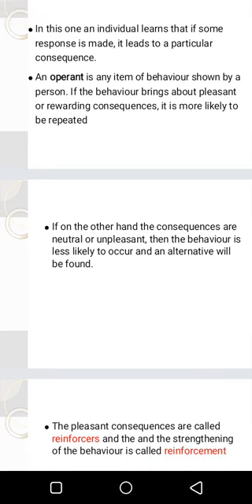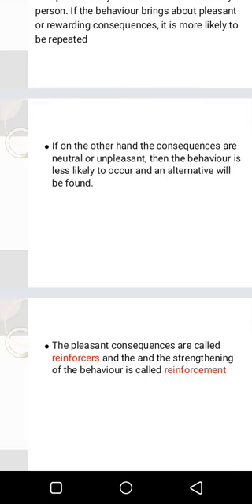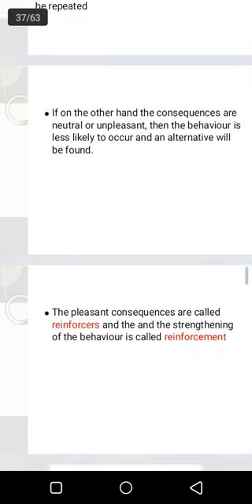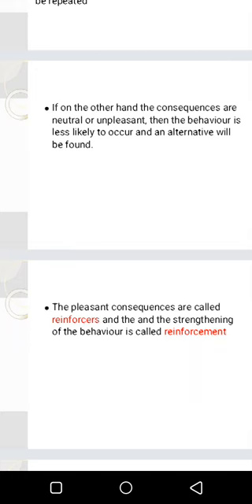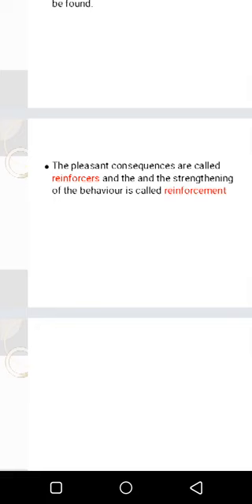For example, every time this child is passing, this child knows to say, if I pass, my father or my mother will reward me. So in this case, we are saying it will bring about repeated behavior. Are we together? Okay. If on the other hand the consequences are neutral or unpleasant, then the behavior is less likely to occur, and an alternative will be found. The pleasant consequences are called reinforcer.